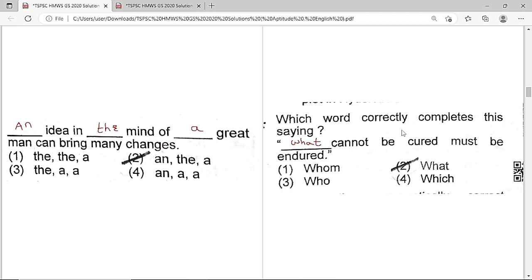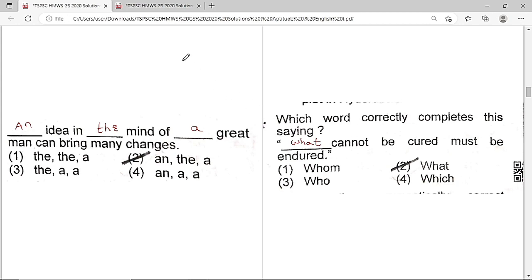So what cannot be cured must be endured. So we can say what cannot be cured must be endured. This is the correct solution of this question.